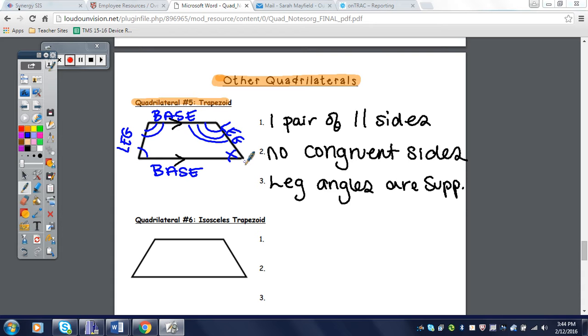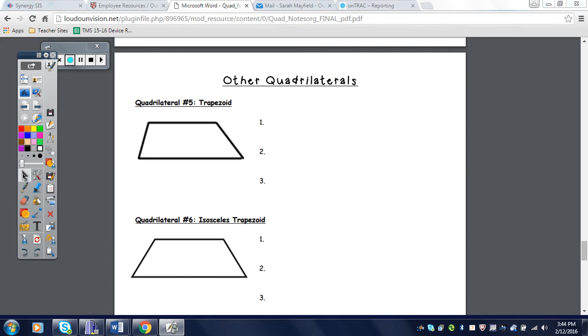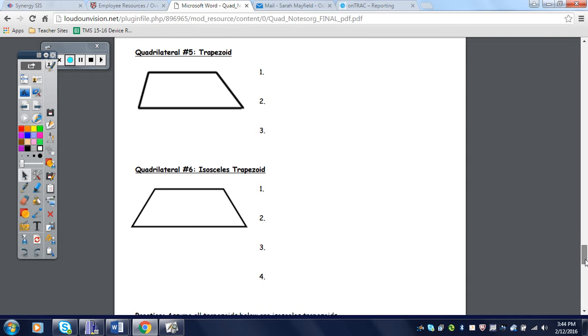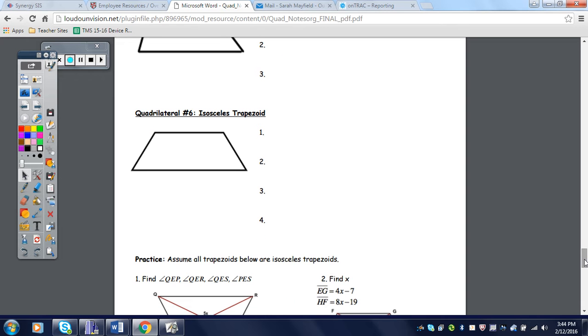Okay? So just keep that in mind. That does not mean they're all congruent. It just means these are supplementary and these are supplementary. Okay? So that's just a trapezoid. So now let's talk about an isosceles trapezoid. One other really important thing about just a generic trapezoid, there are no diagonal relationships. They don't bisect each other, they're not congruent, they're not perpendicular, they're nothing.